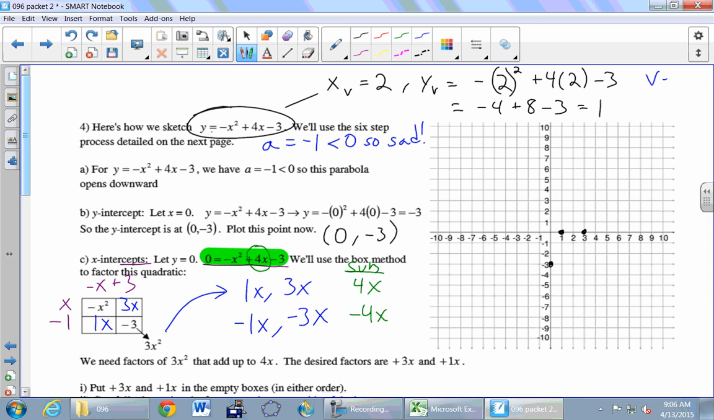So that means that the vertex, we've already found the x coordinate. It was 2. Did that by averaging. And the y coordinate we just discovered is 1. So the vertex is at the point 2, 1. Go ahead and plot the point 2, 1 right now.